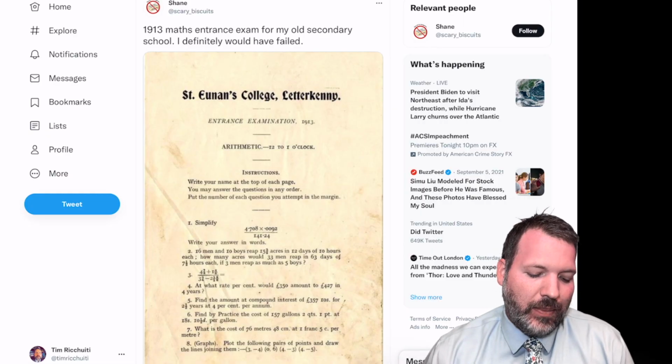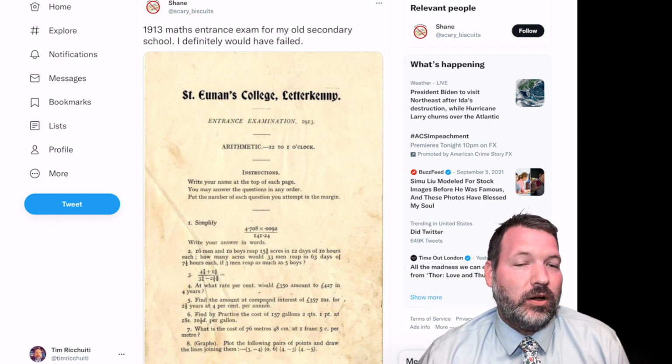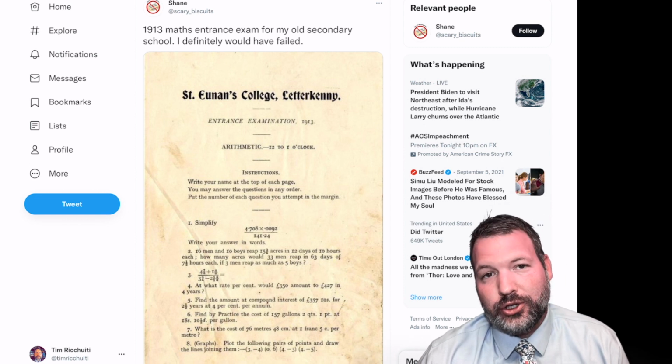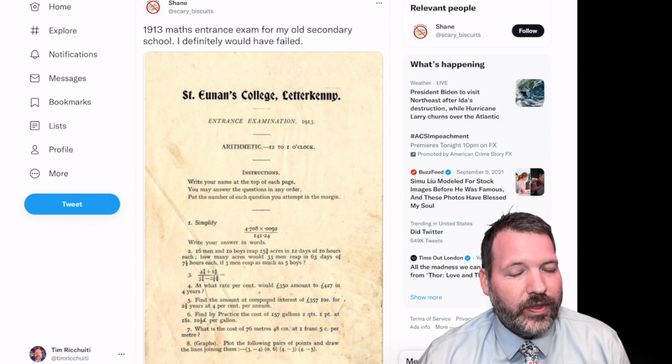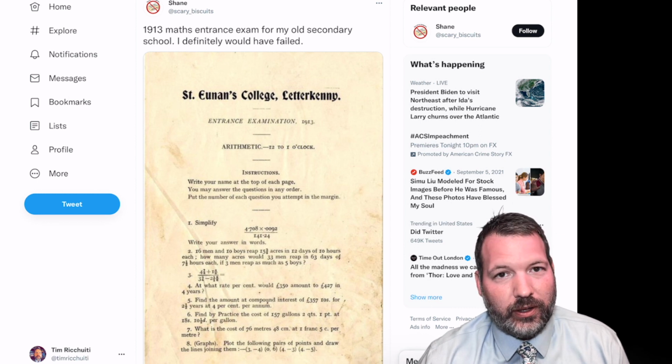Shane, Scary Biscuits, says: "1913 maths entrance exam for my old secondary school, I definitely would have failed." And so I want to see, would we also fail this apparently difficult examination from 1913? One thing to say here for sure is that if we can use a computer or a calculator, this is a very simple exam. There's nothing particularly difficult about it.